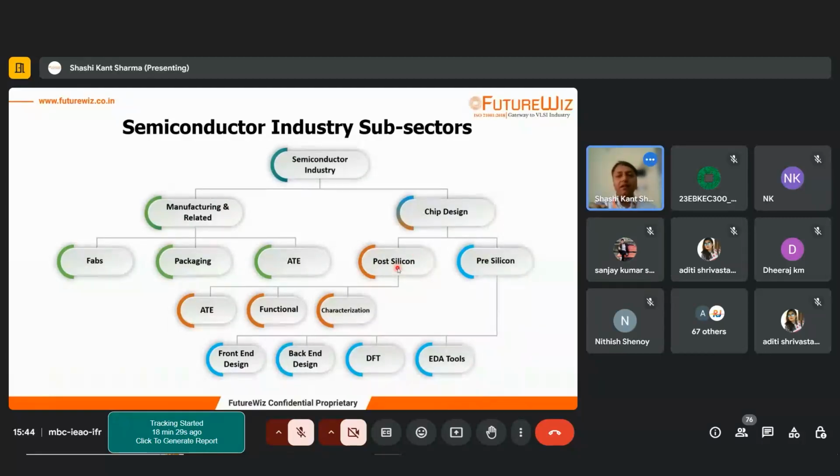Pre-silicon is basically the process before you touch your chip, right? So until the wafer comes into the picture, that process is known as pre-silicon. And once the wafer is introduced, that process comes under the post-silicon category. And again, pre-silicon is divided further into front end, back end, DFT, EDA, and many more things, right? Okay, so that is the basic top view of your semiconductor subsectors in which different manpower is working, right?